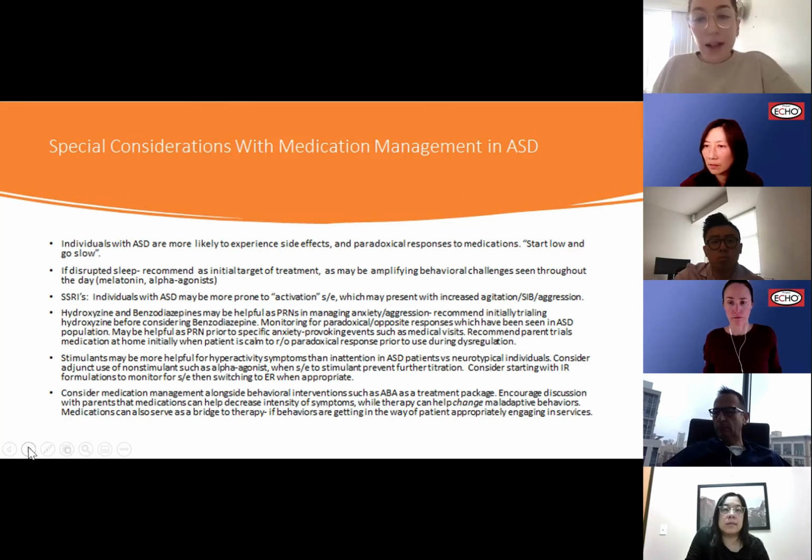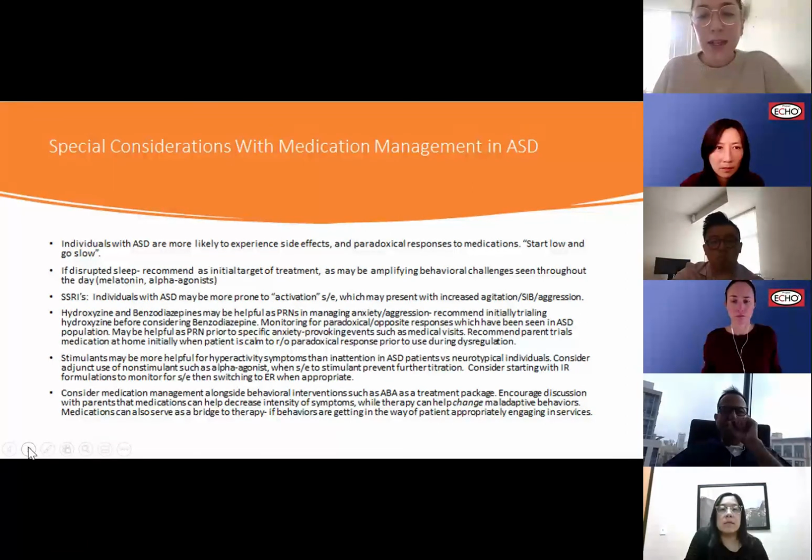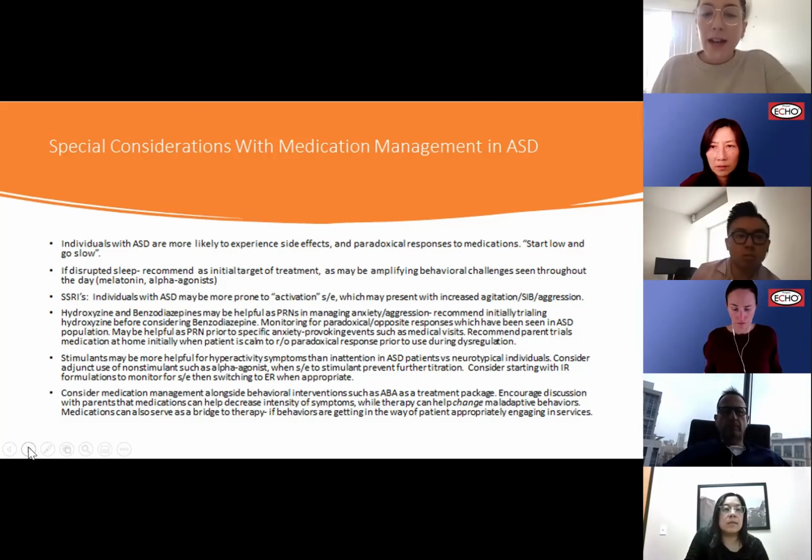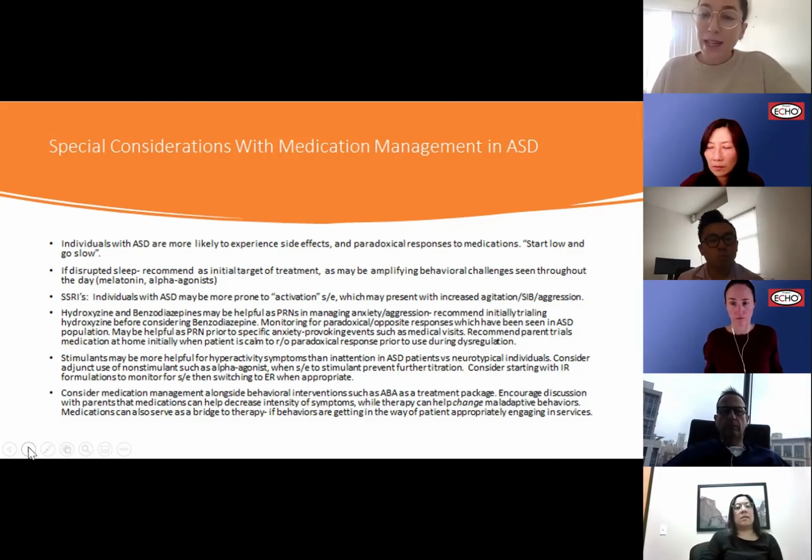When thinking about PRNs for anxiety and aggression, we do have the option of things like hydroxyzine or benzodiazepines. I do usually start with the hydroxyzine first before thinking about the benzodiazepines. And again, monitoring, because with this group of medications, both Benadryl, hydroxyzine, and the benzodiazepines, these patients can have these opposite reactions.